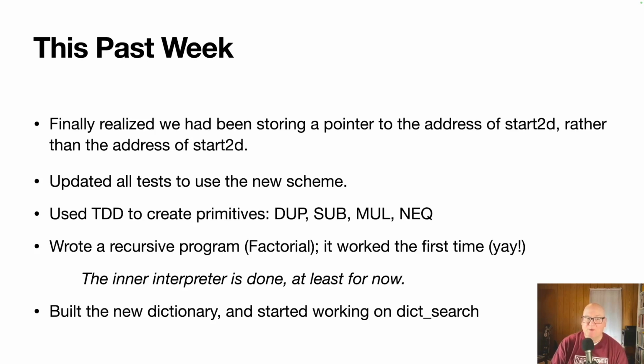And then we moved on to the primitives, just a handful of them: dupe, which is duplicate, subtract, multiply, and test for not equal. And we chose those particular ones because they're the ones you need to write a recursive program. We wrote a factorial program, and it worked the first time. It was almost disconcerting how easily it worked.